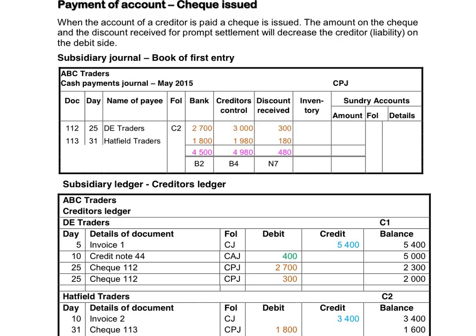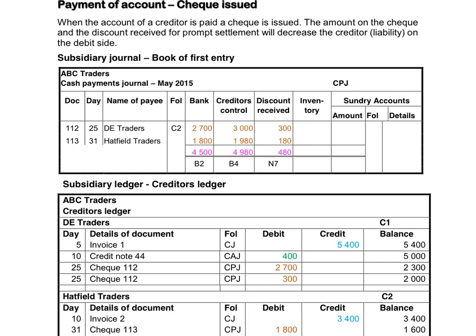Good morning. We will pay attention to transactions with creditors today. We've already dealt with credit purchases that were recorded in the creditors journal and returns to creditors that were recorded in the creditors allowances journal. So today we will look at payment of accounts, when we issue a check to pay our creditor.